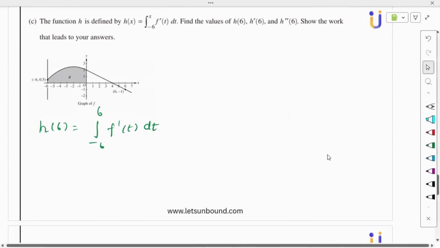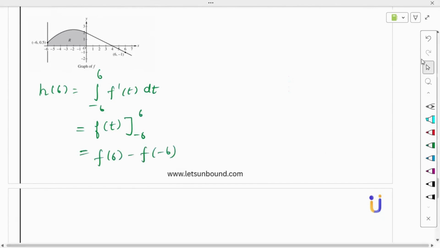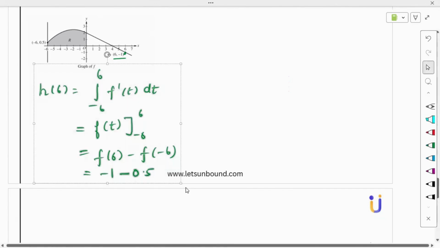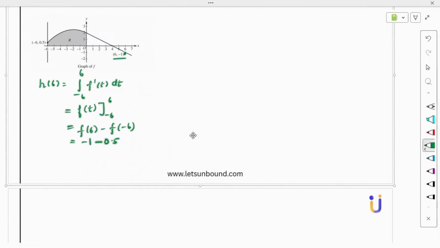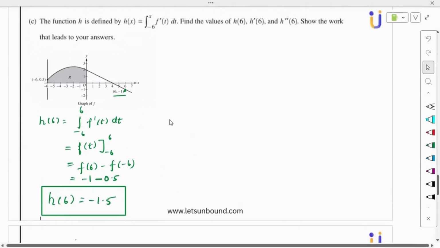You apply the integral of f dash of t dt, which means its antiderivative, f of t from minus 6 to 6, so you get f of 6 minus f of minus 6. From the graph of f, f of 6 is negative 1, minus f of minus 6, which is positive 0.5, and we got h of 6 is negative 1.5. Right? So this is done.